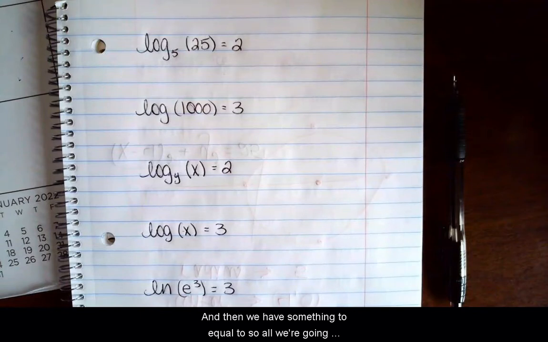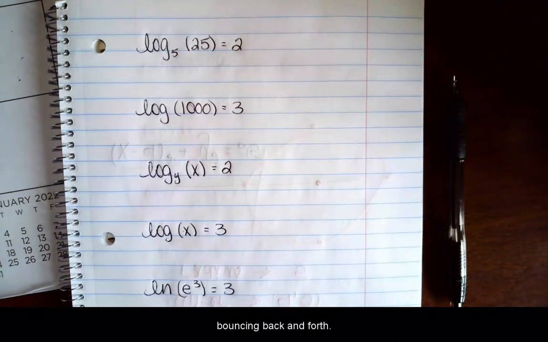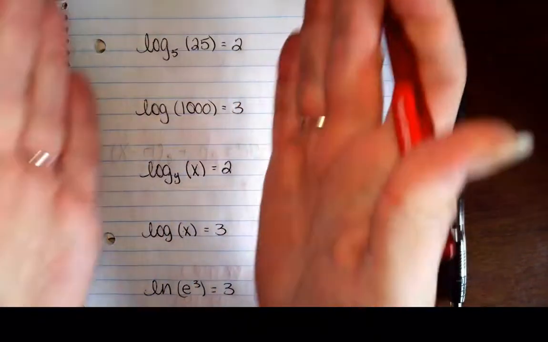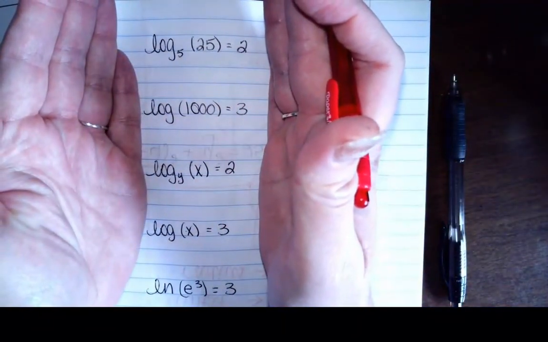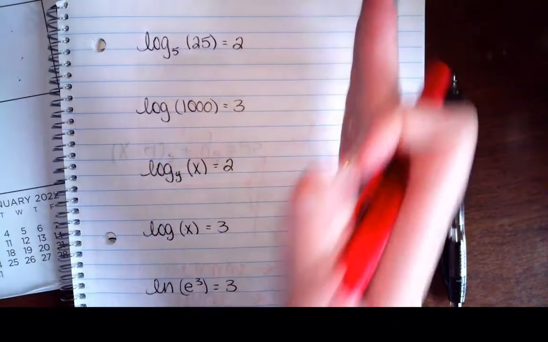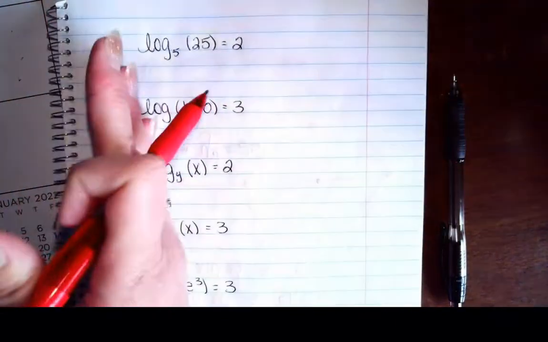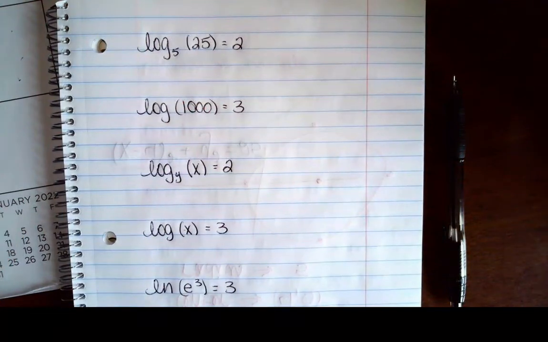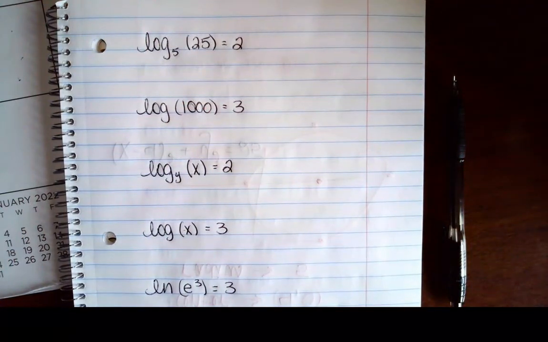So all we're going to do in this first set of examples is practice bouncing back and forth between logarithmic notation, and then in a second we're going to go from logarithmic to exponential, and then in a second we're going to go from exponential to logarithmic. So we're going to go back and forth just so you can see what the effect is. So you're not solving for anything, all you're doing is rewriting. And also remember that exponentials and logarithmics are inverses of one another.